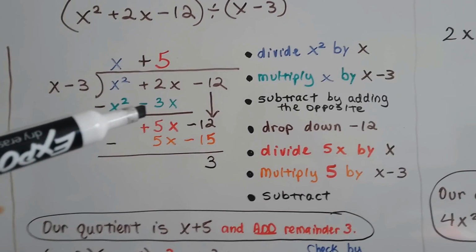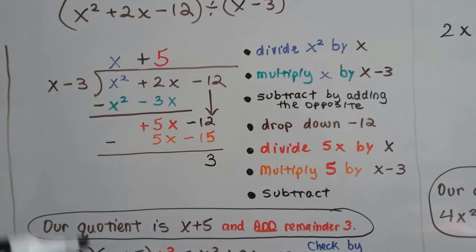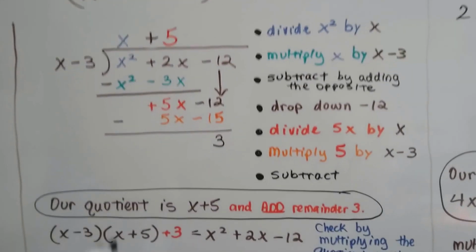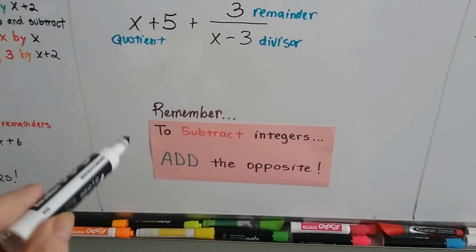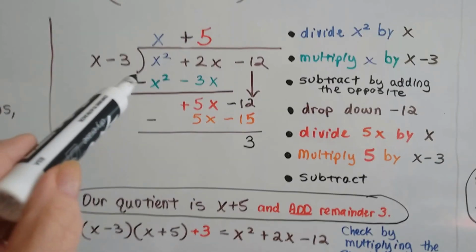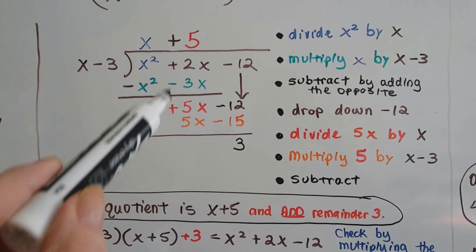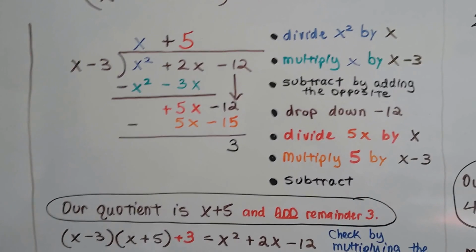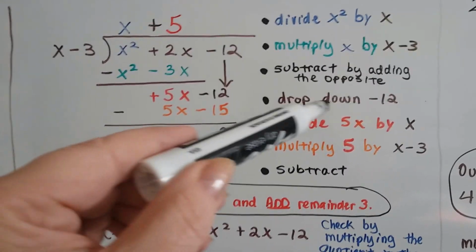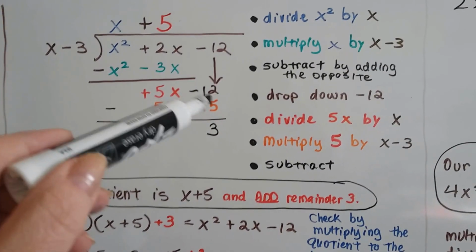Now we're going to subtract this from this. And 2x minus negative 3x, remember, when we subtract integers, we add the opposite. So if we're taking away a negative 3x, that means we're adding a positive 3x. That's how we got the 5x, okay? Now, we drop down this negative 12, and we've got 5x minus 12.